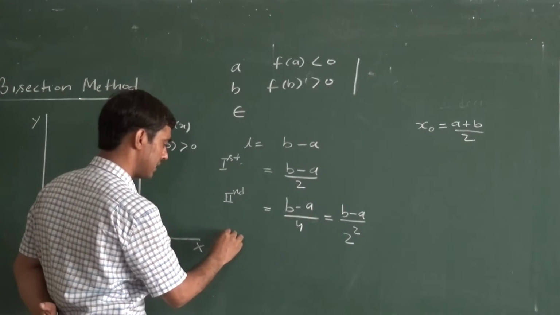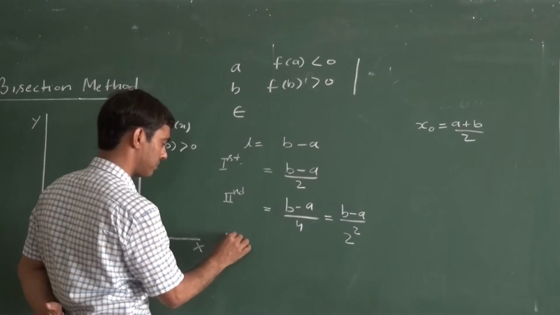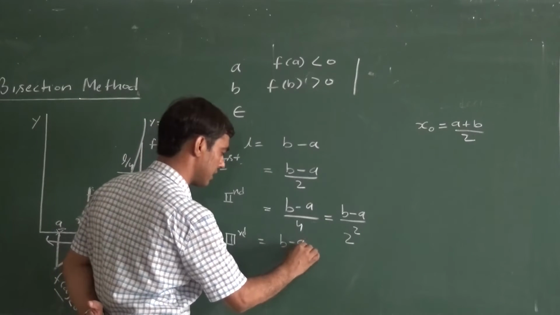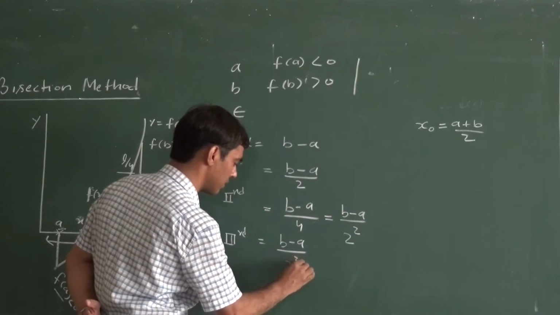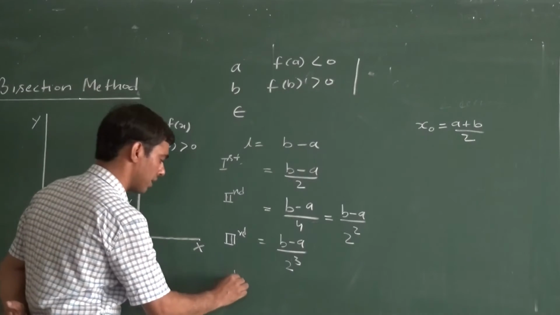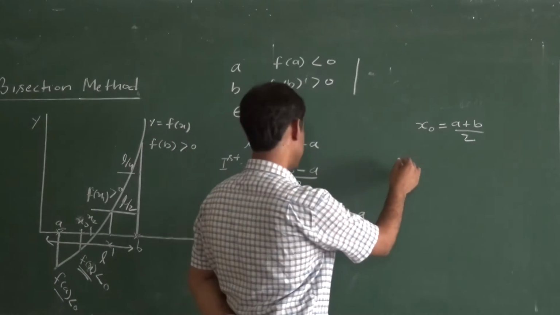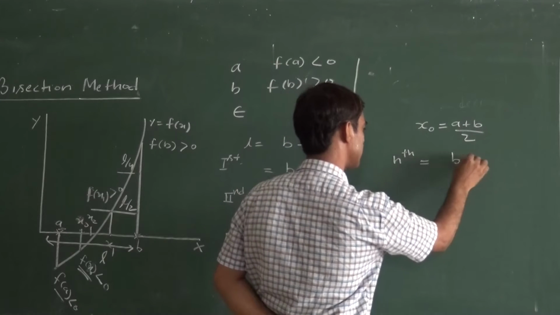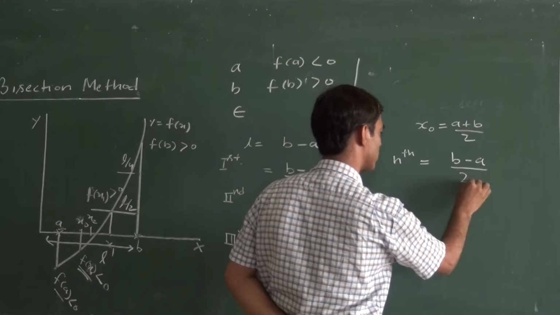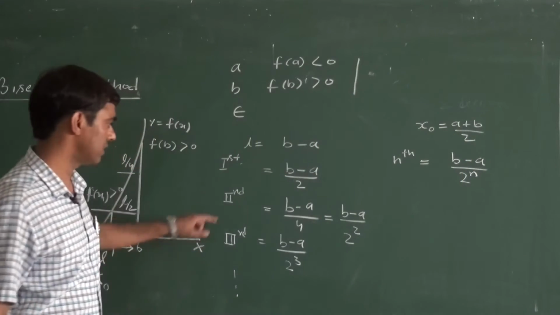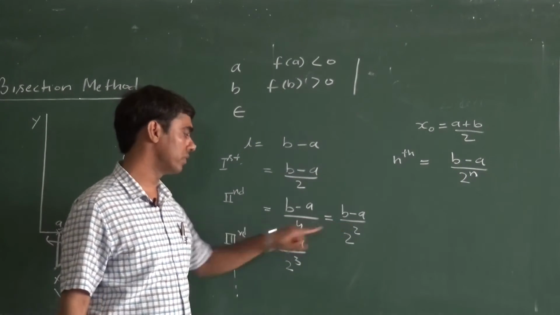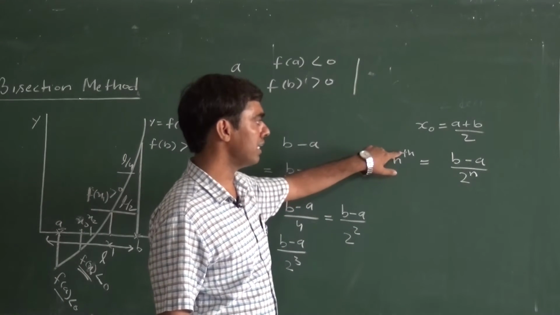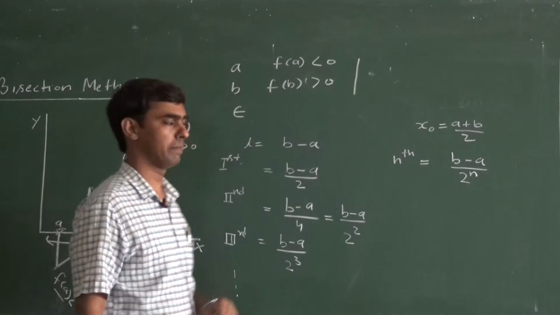Similarly, in the third iteration, this becomes b minus a divided by 2 to the power 3. In a similar manner, in the nth iteration, the length of the interval becomes b minus a upon 2 to the power n. Because in the second iteration it is 2 to the power 2, in the third iteration 2 to the power 3, and in the nth iteration 2 to the power n.